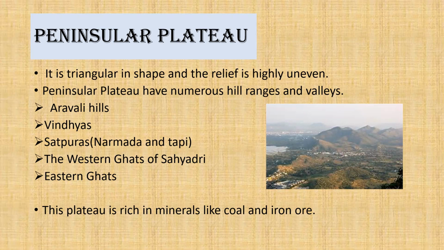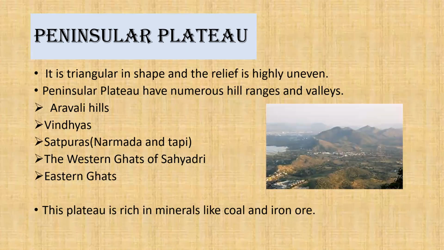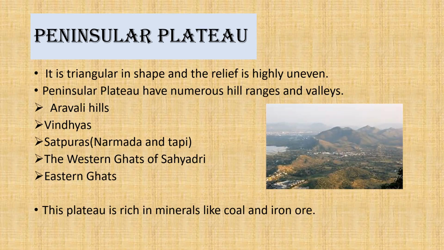These are the west flowing rivers which drain into the Arabian Sea. The Western Ghats or the Sahyadri borders the plateau in the west and the Eastern Ghats provide the eastern boundaries. The Eastern Ghats are the most discontinuous, broken and uneven. So this is the plateau which is rich in minerals like coal and iron ores.